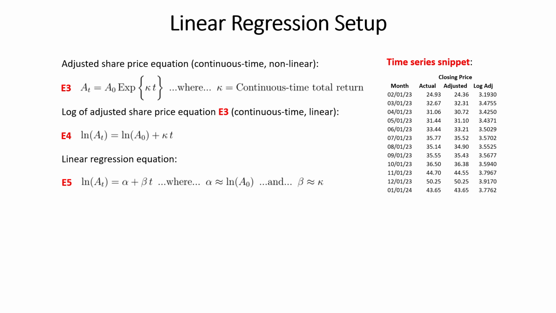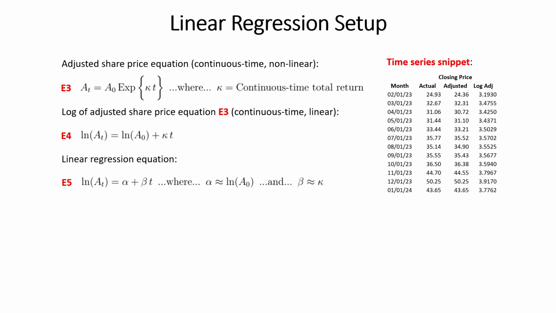Now, for linear regression, we want to use linear regression to estimate equation E4. And what we're most interested in is that kappa figure, because that kappa figure is our total return, and that's what we want to calculate. So we want to set up our linear regression equation. We want to say that the log of adjusted share price equals alpha, which is a constant, plus beta times t.